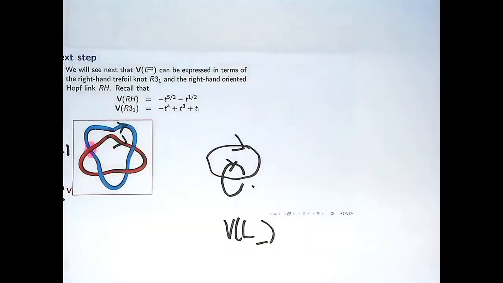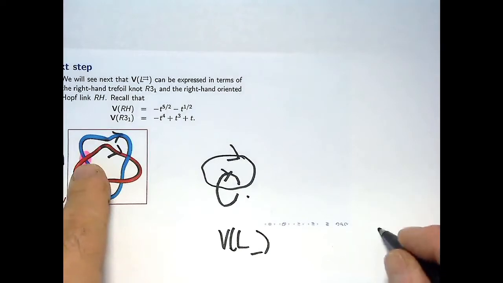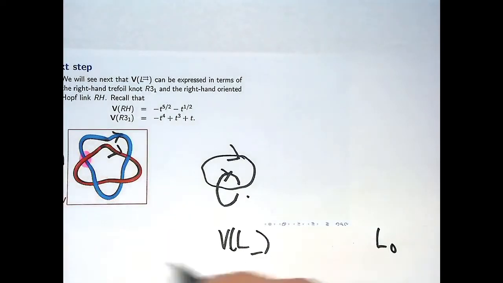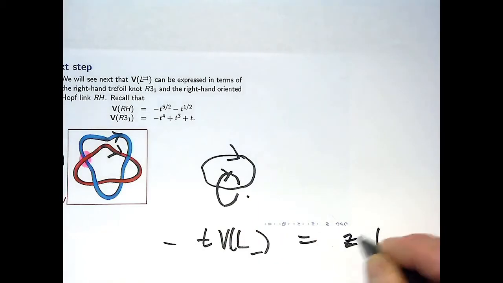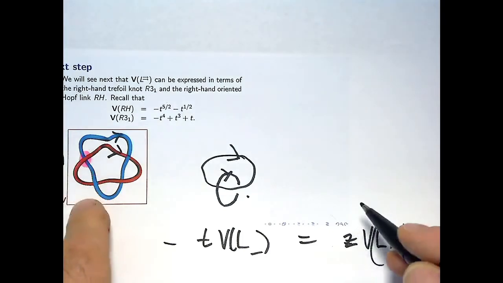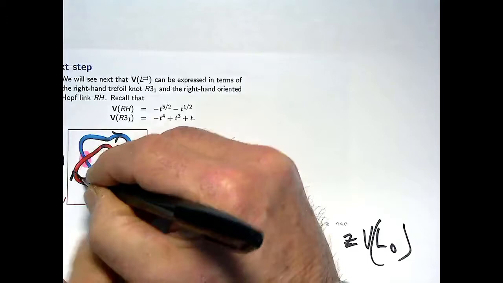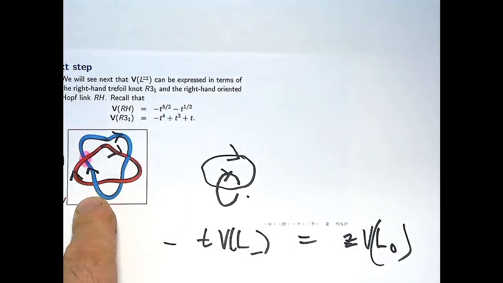Okay. So anyway, in this situation I'm here, and again, just to explain the same thing again, what about L0? We have this minus t times this is equal to z times v of L0. So what is L0 in this case? Well, you see the arrows are going this way and they're going this way. So this time I have to split it vertically.